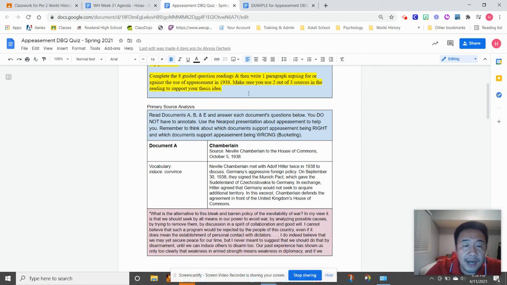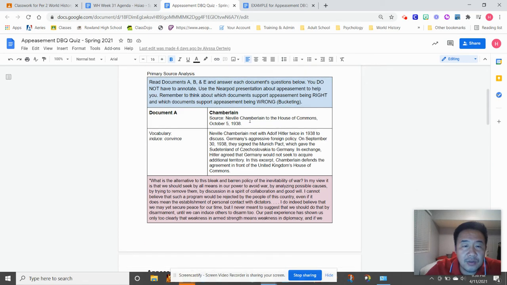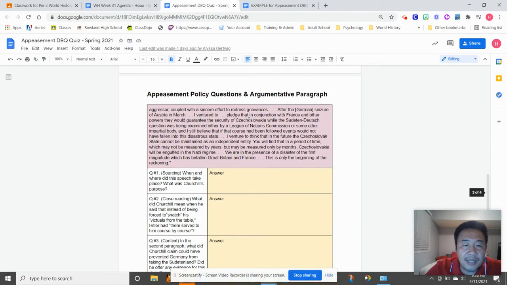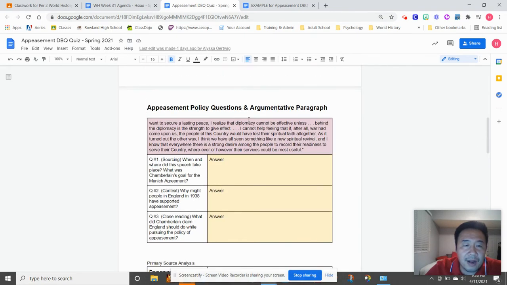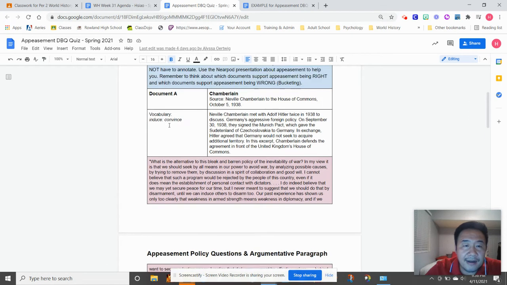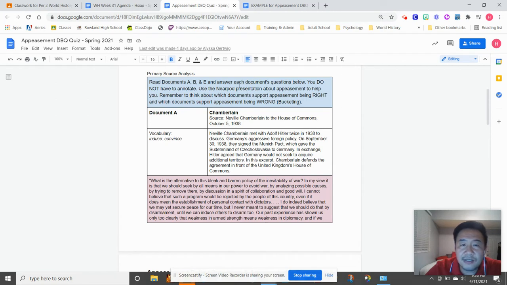All right, so I'm not going to read all of these sources to you, but I will show you the example, okay? So I will get to the example later, but I just want to tell you this, each of these documents and these charts have some instructions on how to do it, okay? And then it has the document, as well as who is saying this. This is Neville Chamberlain. And there's actually some background here on who Neville Chamberlain is. He's also in our Nearpod. So if you go to the Nearpod, it'll tell you.